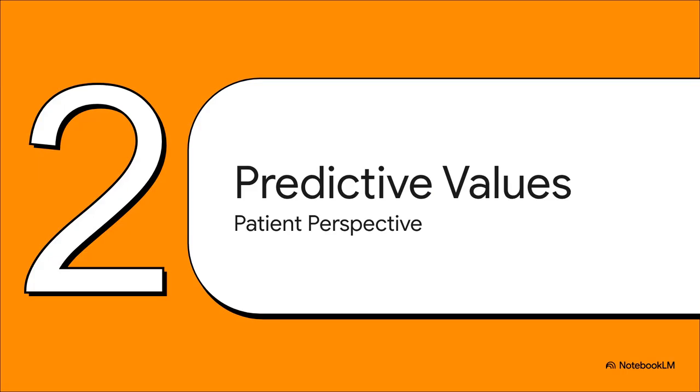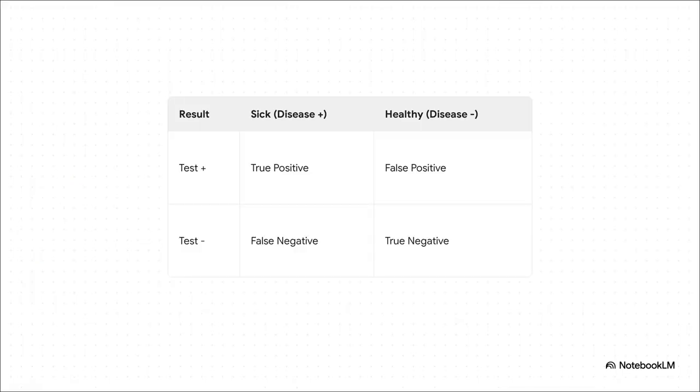All right, Section 2. Real-world predictive values. Let's pivot to the patient's perspective, where the answer is actually unknown. If you're a techie, you're going to instantly recognize this. A classic 2x2 confusion matrix. When a patient gets a positive test result, they really don't care about the test's overall sensitivity. They want to know, Doc, what are the actual odds that I have this disease right now? That is your positive predictive value, or PPV.